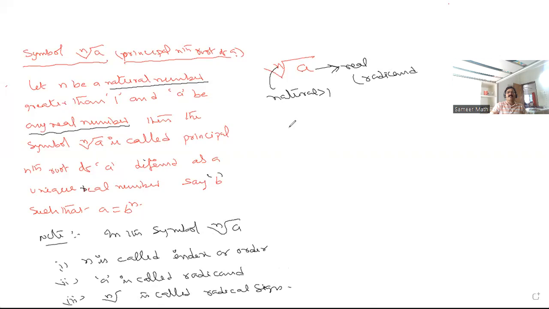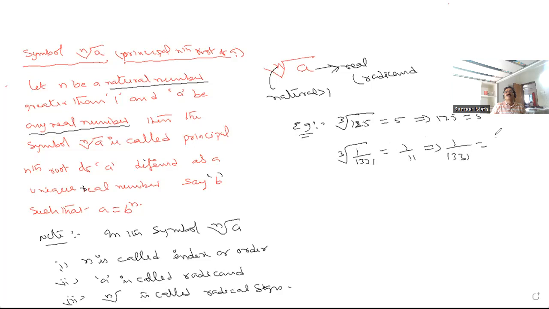Now I would like to give a few examples. Suppose I write the cube root of 125. This can be expressed as 5, since 125 can be written as 5 cubed. I am not saying that this is a surd; it's a symbol, not a surd. And the cube root of 1 by 1331 can be written as 1 by 11, since 1 by 1331 is equal to (1 by 11) whole cube.